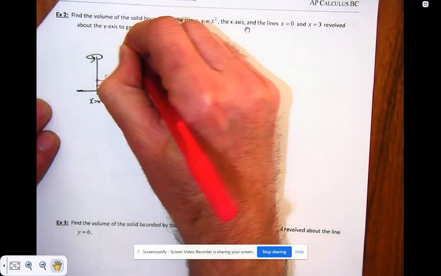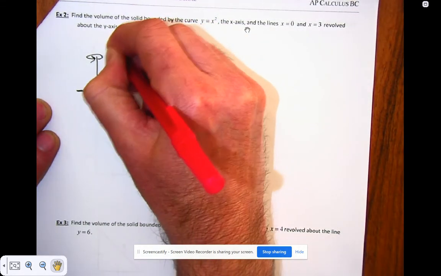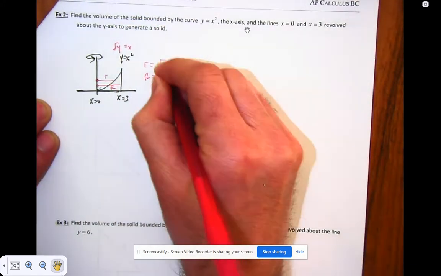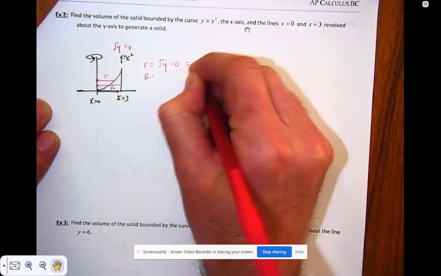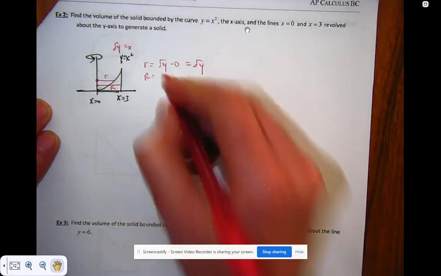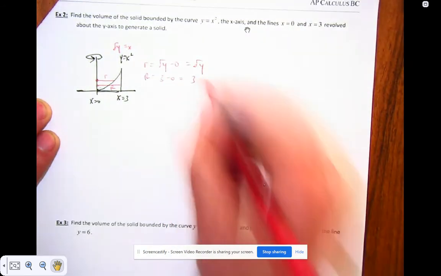Well, y equals x squared is the same as x equals square root of y. And so right minus left here would be square root of y minus 0, which is just root y. Capital R is right minus left, 3 minus 0, which is just 3.